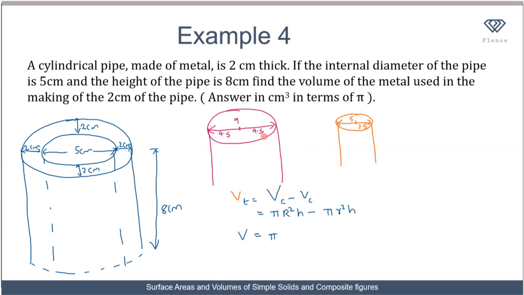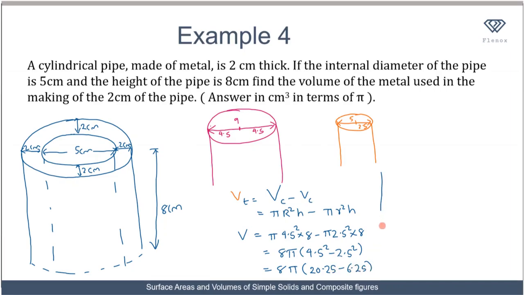And my R in this case was 4.5. So I have 4.5 squared times my height here, which is 8. Then minus pi times 2.5 squared times 8. So 8 pi is common to both. So I have 8 pi into bracket 4.5 squared minus 2.5 squared. And that gives me 8 pi into bracket 4.5 squared is 20.25, and 2.5 squared is 6.25.